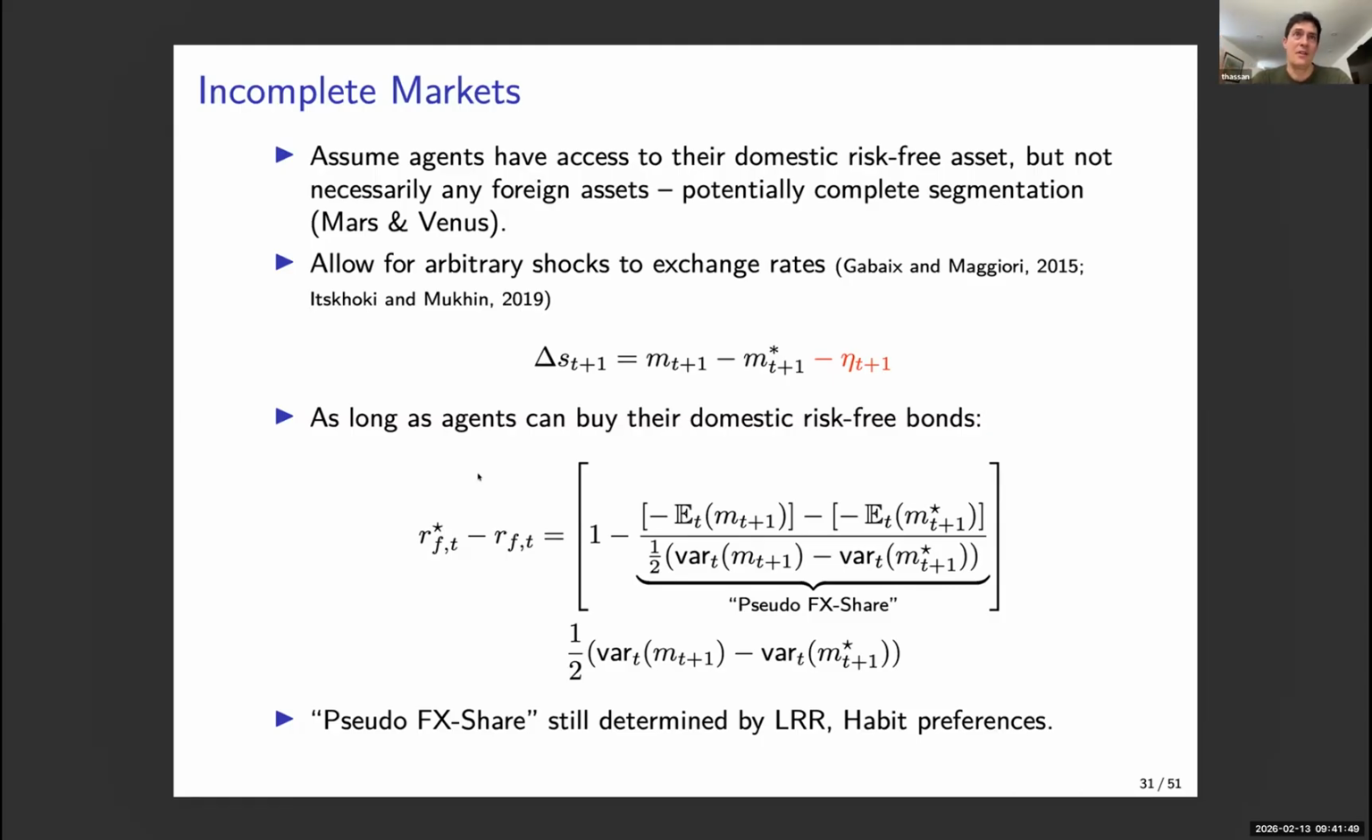The only difference is that the E of M's are no longer predicted depreciations. So under that assumption, I have complete segmentation of the two markets, and I'm only assuming that everybody can buy their own risk-free bond and nothing else. And there's no arbitrage. Then it has to be true that the interest rate differential is still 1 minus, if you remember, I flashed this up, this was the FX share before I plugged in, where the numerator is the delta S and the denominator is the expected return. But this is the same math times the difference in the variances.